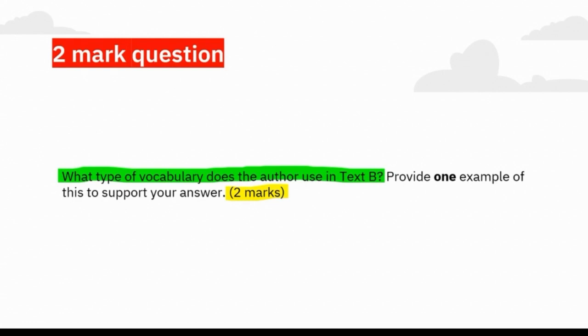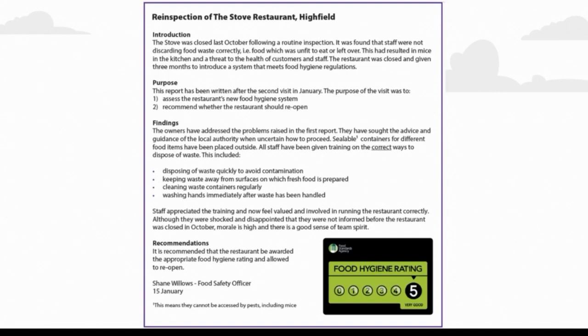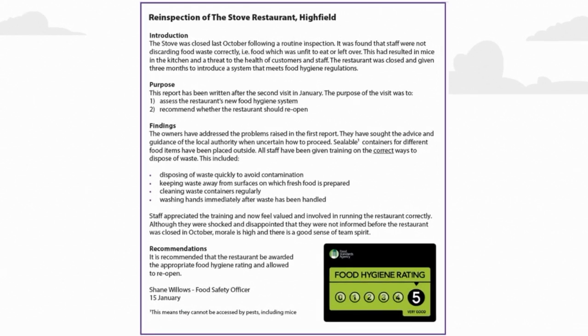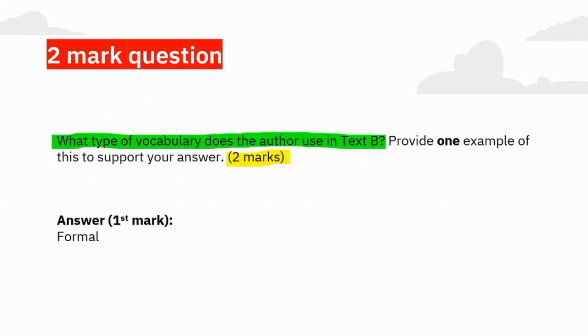We're going to zoom in and have a look at the first question. What type of vocabulary does the author use in text B? Here's your text that you will need to use, which is text B. It's a re-inspection of the Stove restaurant. In the final section, under recommendations, the writer has written "it is" rather than the contracted informal version "it's," which means that this is a formal text. So, my first part of my answer is going to be formal. That's the type of vocabulary the author uses in text B.